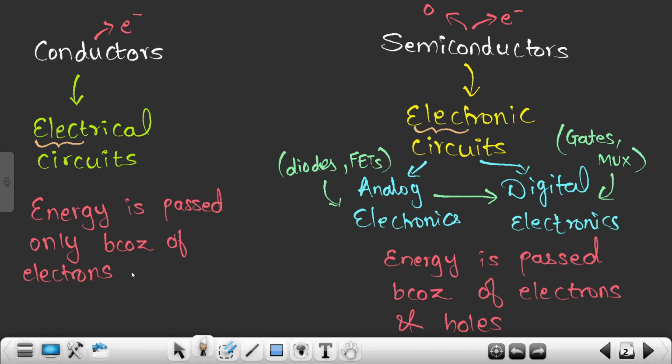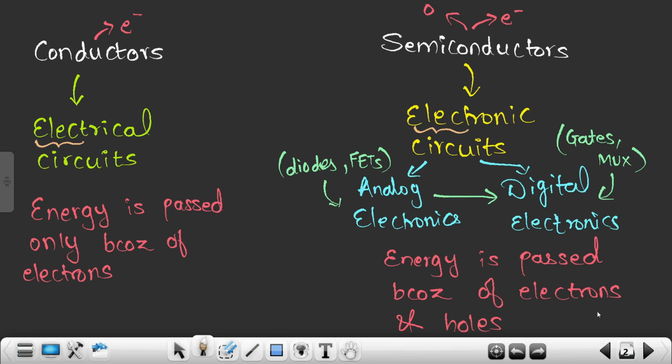But in case of a semiconductor, or rather in case of electronic circuits, electrons and holes both are equally responsible to pass this energy. Let's suppose you want to pass certain electricity through a semiconductor, so both electrons and holes should move. Obviously they are going to move in the opposite direction, which we will discuss in the upcoming session, so don't worry about that. The most important thing is that both are equally responsible to pass the energy in an electronic circuit. That is the differentiating factor between conductors and semiconductors, and that's why semiconductor acts as a foundation for electronic circuits.